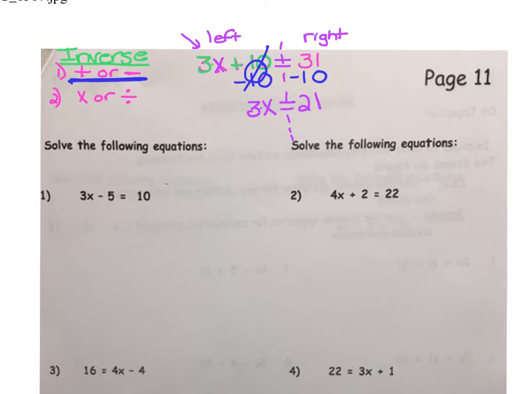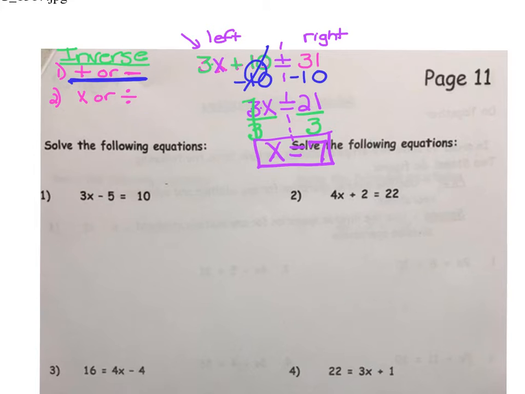And it's our job to get rid of the times 3. We use the inverse, divide by 3. Divide by 3. What you do to one side, you must do to the other. So now we eliminate our 3, and we're left with x equals 7. That's a two-step equation. And that's our answer, the value of x.